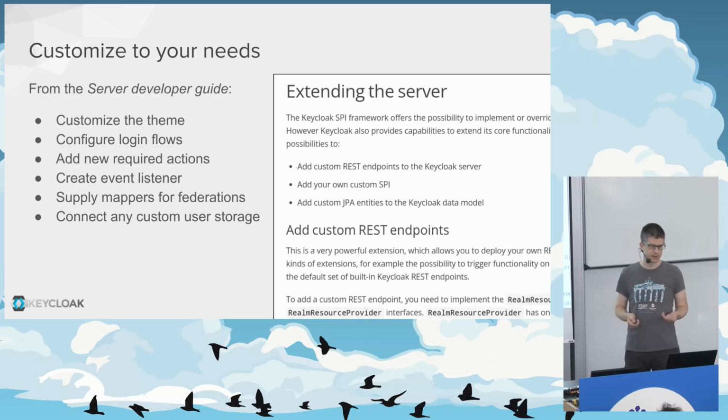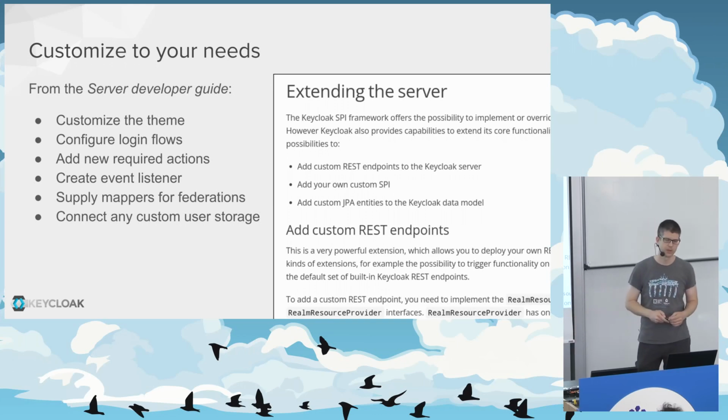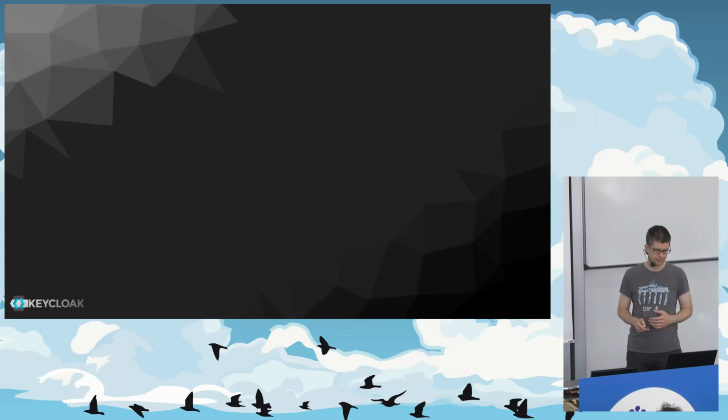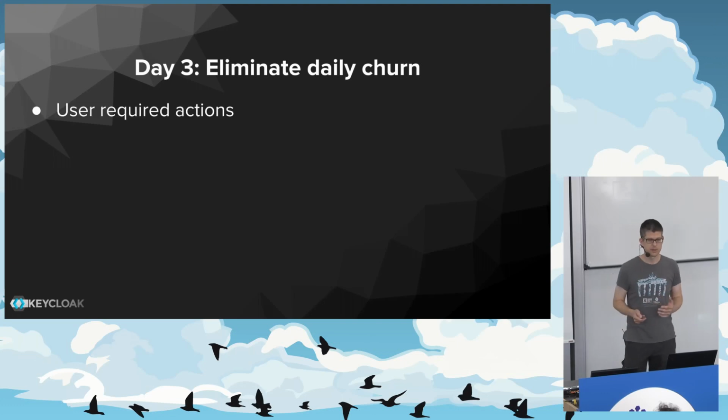You can create event listeners, you can write your own mappers to map information, for example, to LDAP in a custom way to the tokens, or use information endpoints. You can connect any custom storage, as I said. So that's all there. And if you integrated it, and in day 3 you want to really eliminate this churn, you have these user required actions.